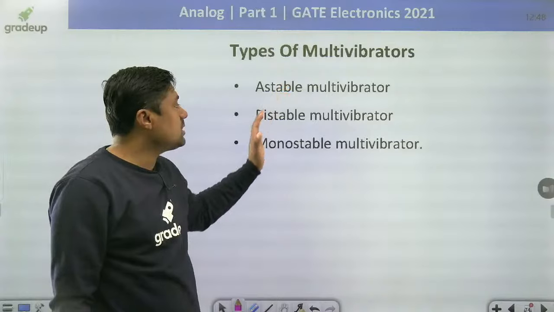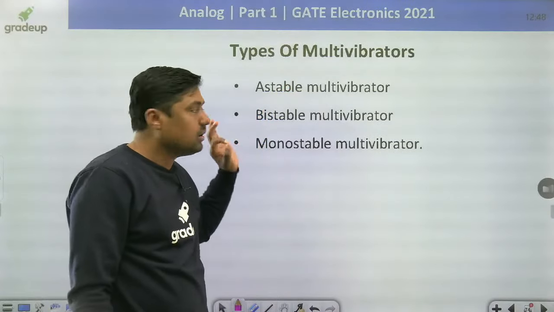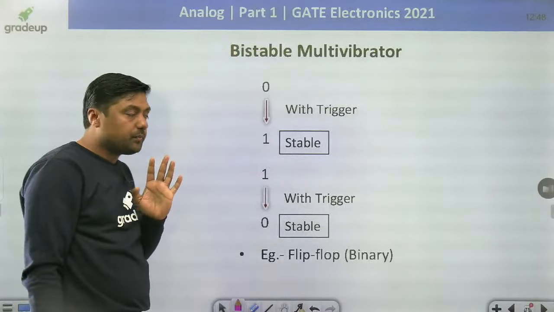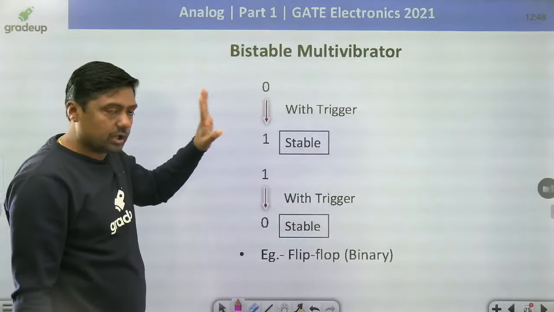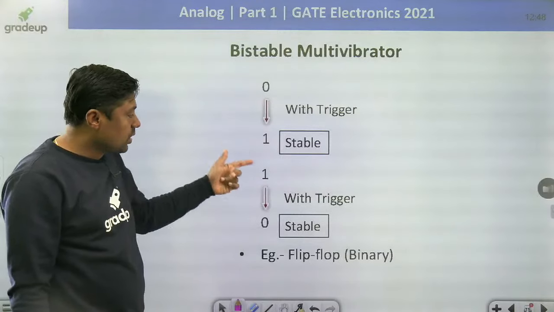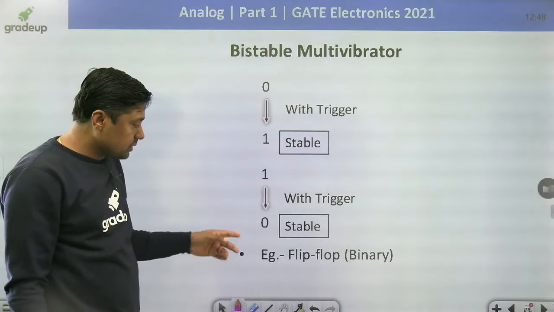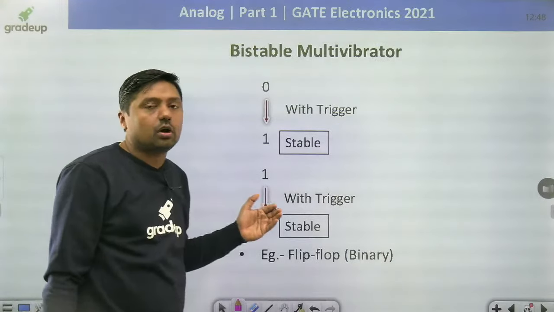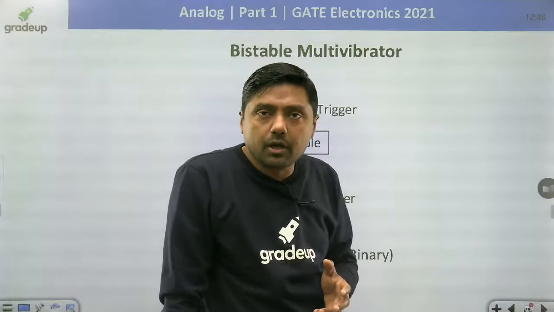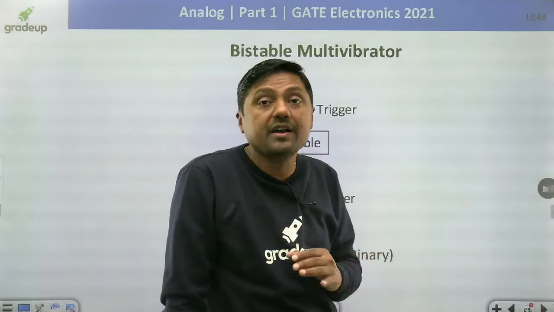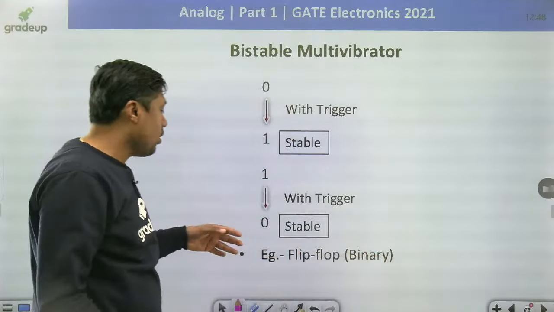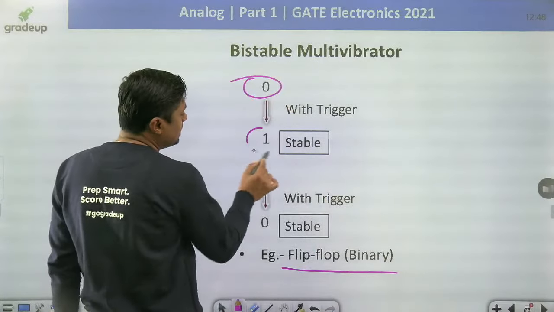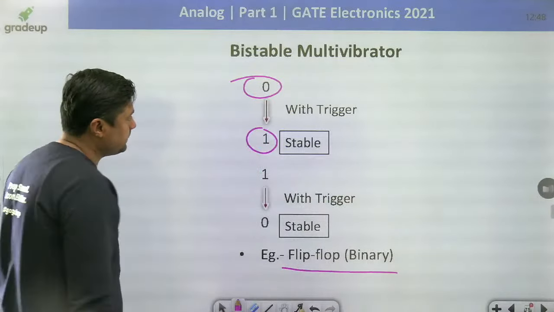Now next one, types of multivibrator: astable, bistable and what? Monostable, right? Then what is the bistable multivibrator? 0 to 1 with trigger. Without trigger there will be no change. 1 to 0 again with trigger, right? Both the states are stable, and that's why it is called bistable. Example, simple flip-flop, also called binary or flip-flop. Both the states are stable. Without trigger there will be no change in the state.